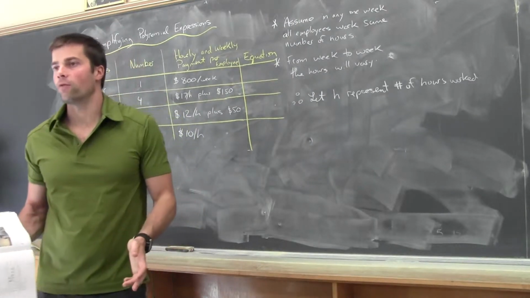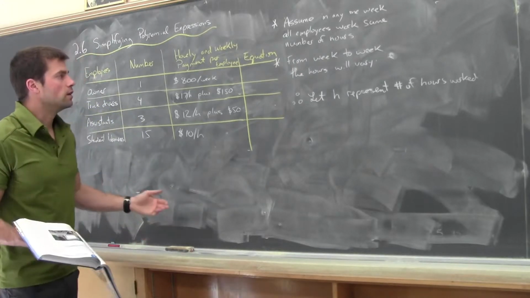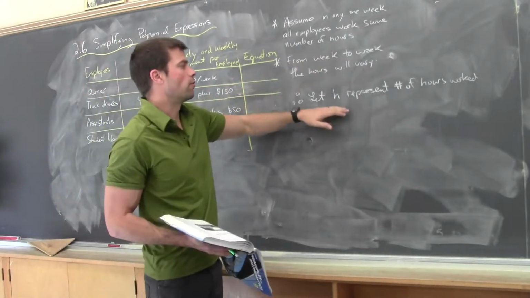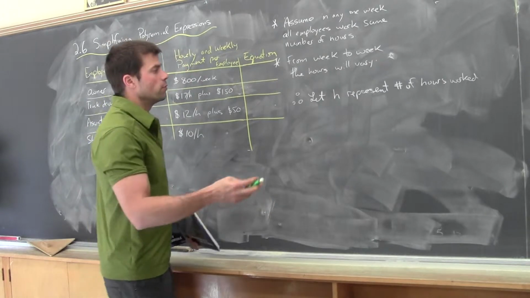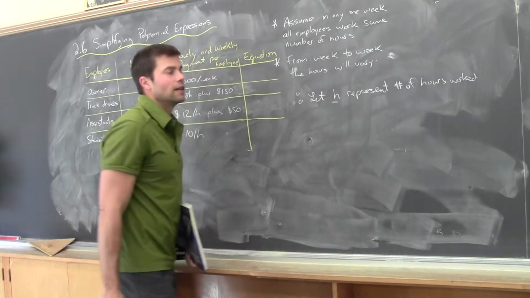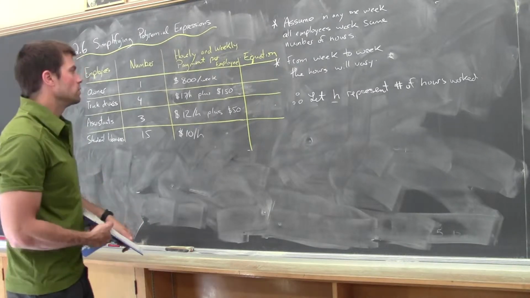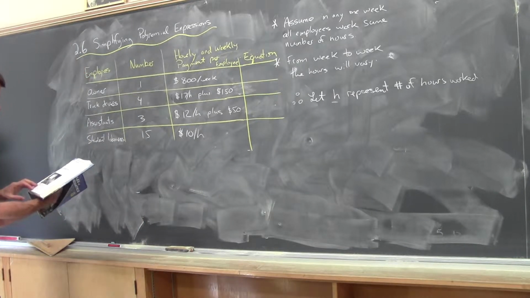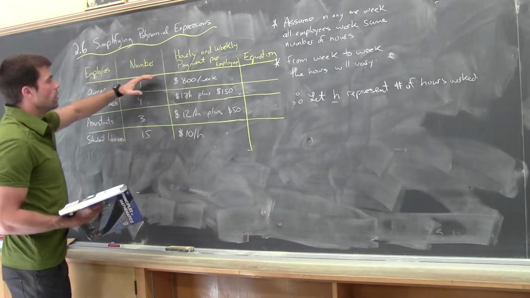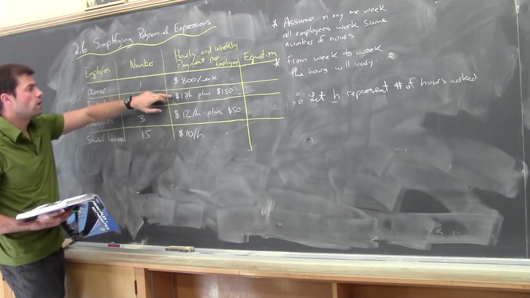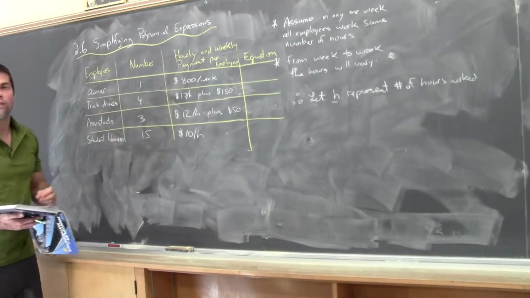Typically we use X, right? And then we use Y, but in this case we're going to use H because we're talking about hours, okay? So a variable is basically a letter that we can use to represent different numbers, depending on how many hours. So we want to create an equation where we get the total payroll. So we want to know the total cost of all of these factors.